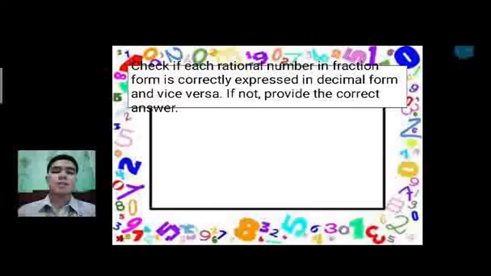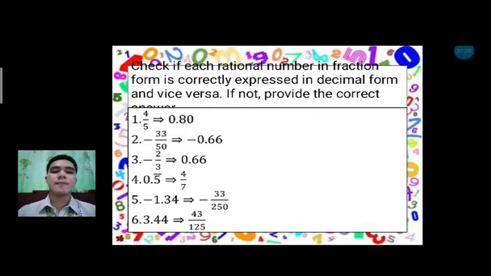So, check if each rational number in fraction form is correctly expressed in decimal form and vice versa. If not, provide the correct answer. So number 1, 4 over 5 is 0.80 in decimal form. The number 2, negative 33 over 50 is negative 0.66 or negative 66 hundredths. Then negative 2/3 is positive 66 hundredths.